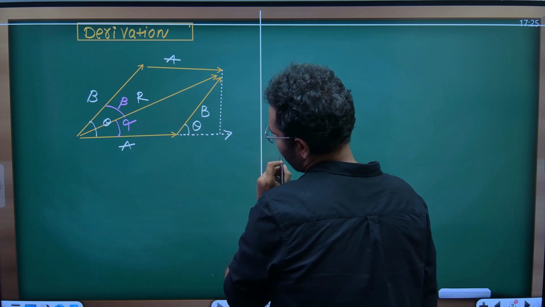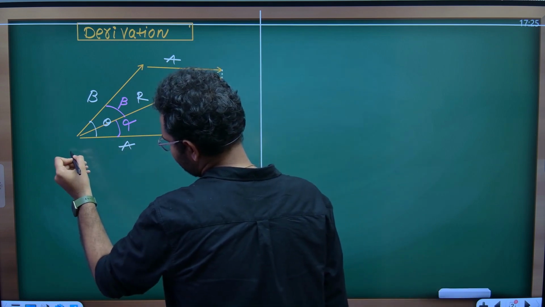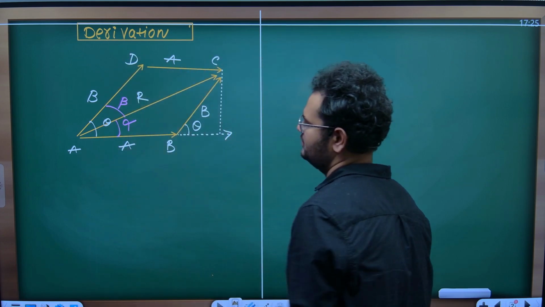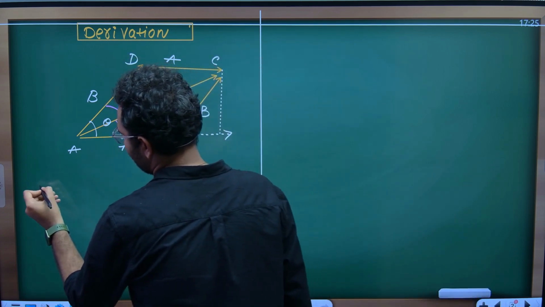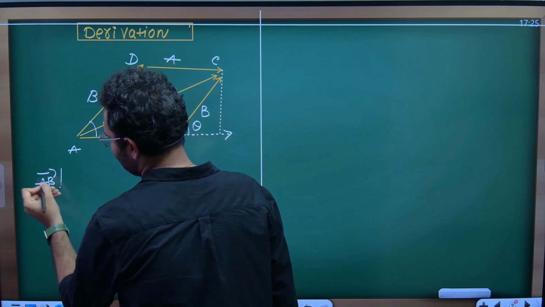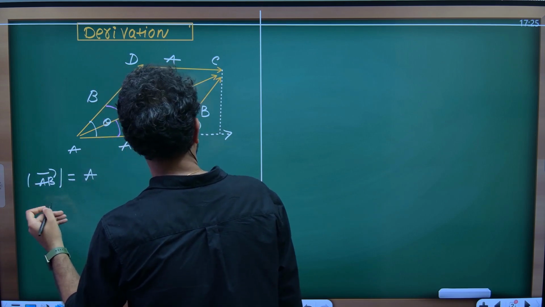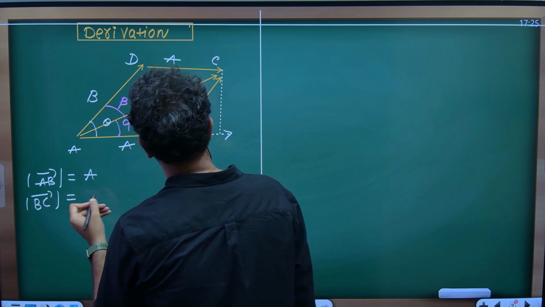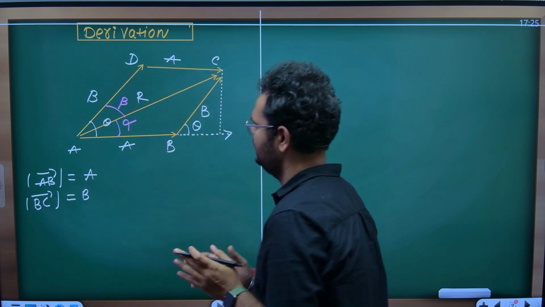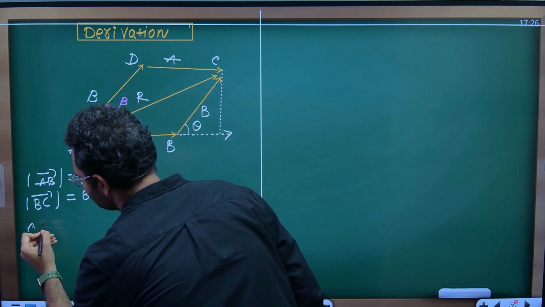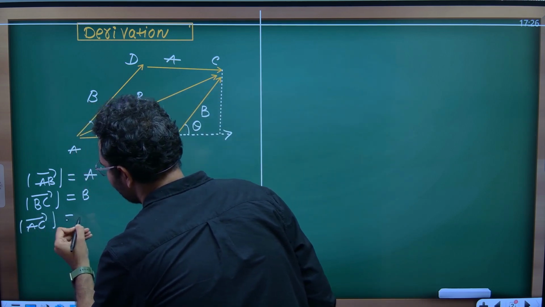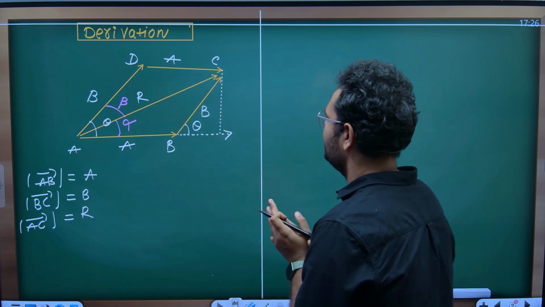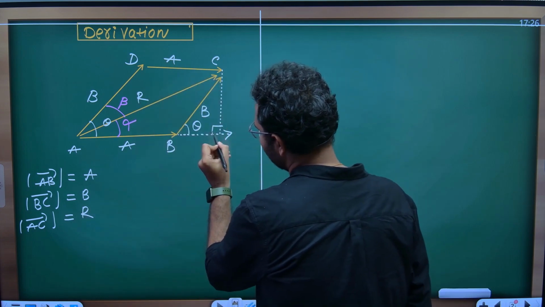If this is theta, let us name this figure first. So this is A, B, C, D. Okay, I will say my AB vector magnitude is A. Then BC vector magnitude is B. Fine. Okay, sir. And AC vector magnitude is what? Magnitude means length. Length is R. Clear? Okay. Now this angle is 90 degrees.